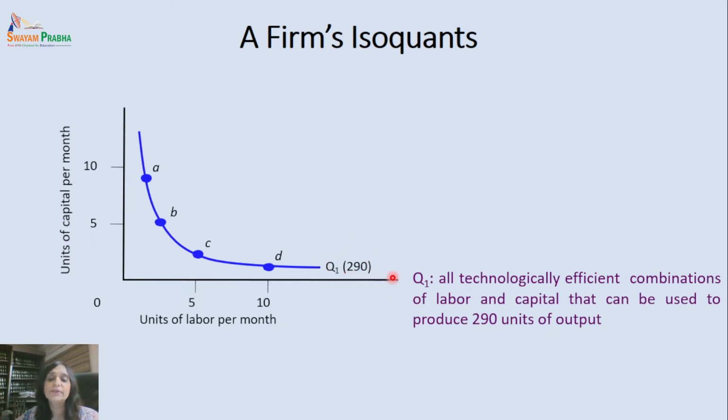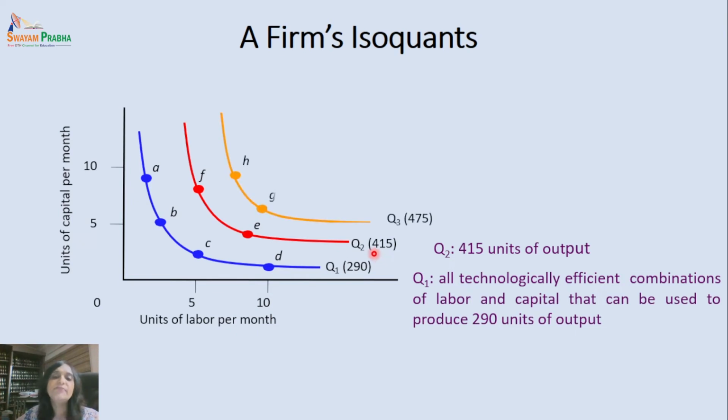But all these technically efficient combinations of labor and capital are producing the same level of output, 290. Another isoquant Q2 represents a higher level of output, but F and E, even though they have different combinations of labor and capital, produce the same level of output. Similarly, we can have another isoquant giving another level of output, where even though H and G have different amounts of capital and labor, the output they produce will remain the same.